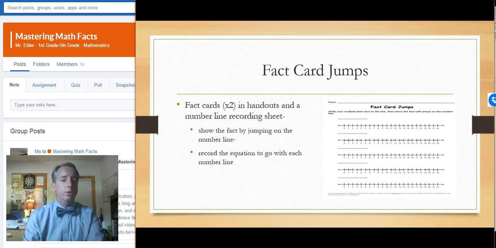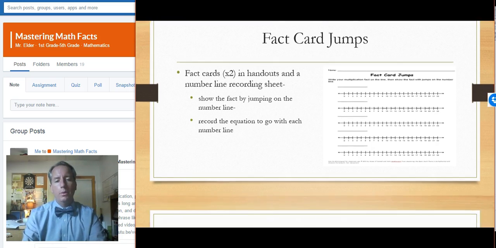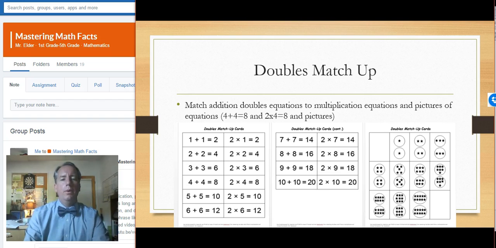Fact cards can also be used for an activity like this, fact card jumps. So we're going to show on the number line, this one would be times 2s, right? So if I got 4 times 2, I'm going to make 4 jumps of 2 and put that on the number line so I can see that this actually is moving along in a way that I can see. And then we're going to jot down that equation so we remember it in that way as well. Double matchups, right? So we're going to match our addition doubles to their multiplication equation. We did some of this earlier, in one of the activities. So this is a chance for kids to practice that on their own.